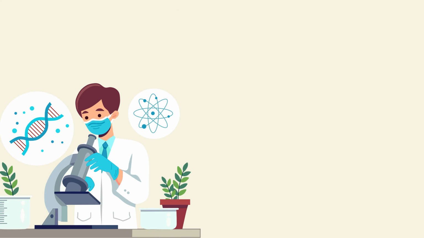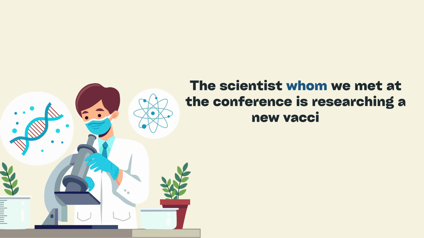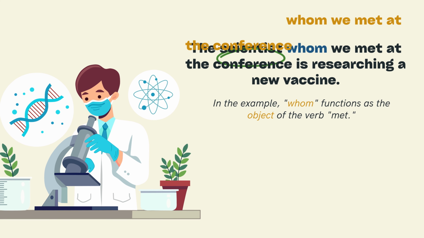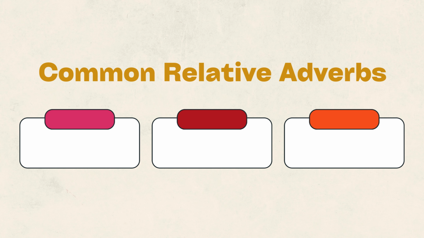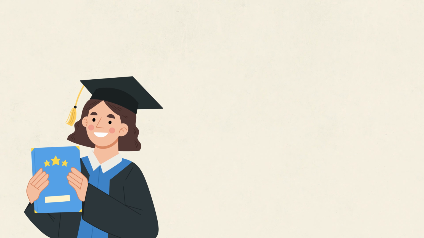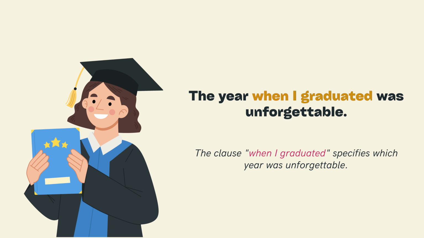Let's see an example. The scientist whom we met at the conference is researching a new vaccine. The clause whom we met at the conference identifies which scientist is being referred to. Some common relative adverbs are when, where, why. Example: the year when I graduated was unforgettable. The clause when I graduated specifies which year was unforgettable.